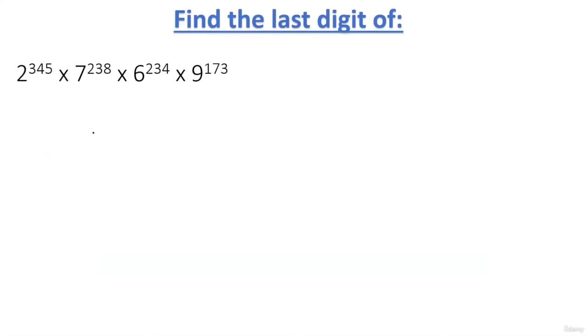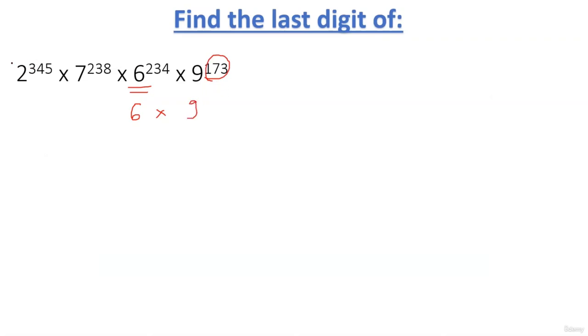Okay, find the last digit of first question. 2 raised to 345, 7 raised to 238 into 6 raised to 234 into 9 raised to 173. Okay, सबसे पहले तो guys 6 के बारे में हमें पता है. 6 का cyclicity is 1, so after any like power, the last place is always nothing but 6. Okay, 9 raised to यहाँ पे odd power है. 9 raised to any odd power will always end with a 9.